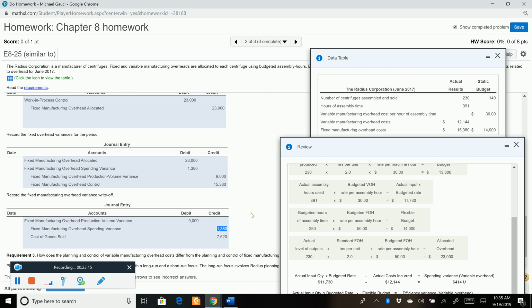All right, so that is not only going through the analysis for the variances for variable and fixed overhead, but also going through all of the journal entries. This is a very nice comprehensive homework problem.